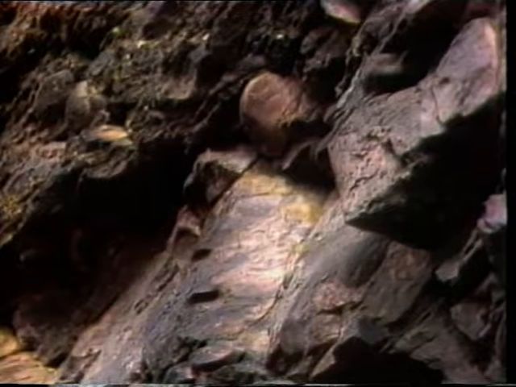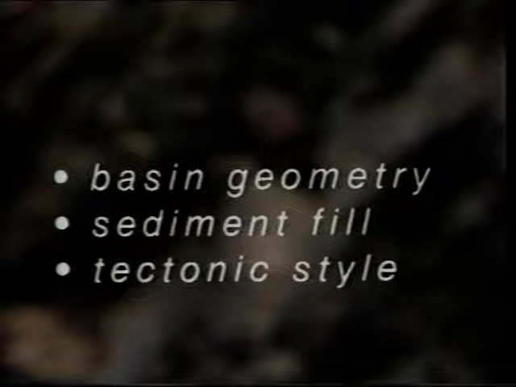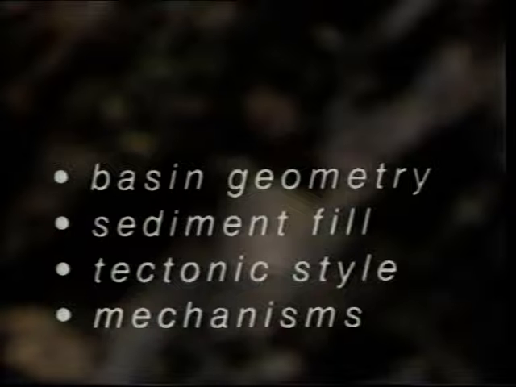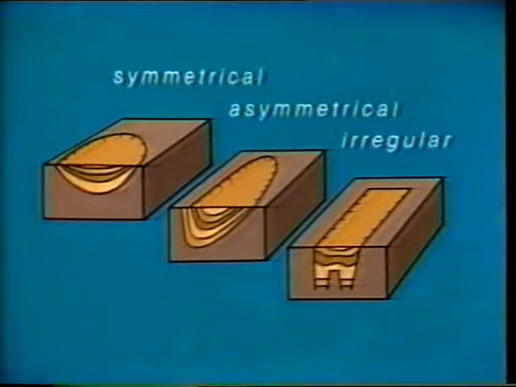At this point, let's consider four major facets in the development of sedimentary basins: basin geometry, the nature of the sediment fill, tectonic style, and finally, basin-forming mechanisms. These four facets are mutually dependent and closely interrelated. With regard to geometry, basins vary widely in both sizes and shapes. Some basins are circular or elliptical in map view. Others appear rectangular and trough-like. A basin can be symmetrical or asymmetrical in profile, or it can have an irregular cross-sectional profile.